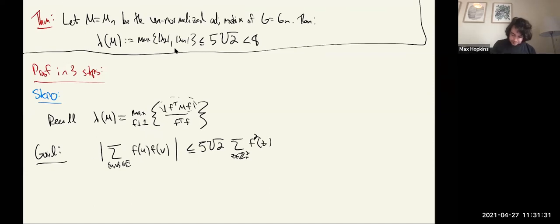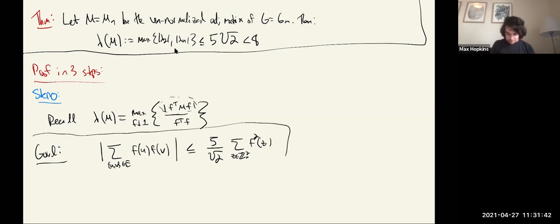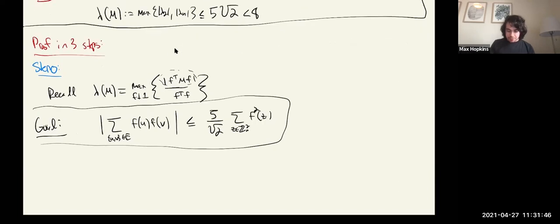Let's just move the 2 over to the other side. So we've got 5 over root 2. Okay, so this is just a restatement of the same thing. If we can prove this bound here, we'll be done. And I want to kind of expand this one more step.